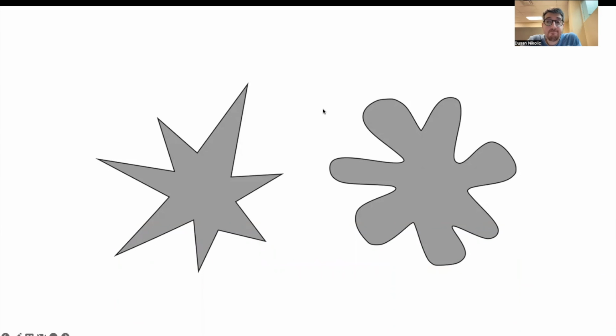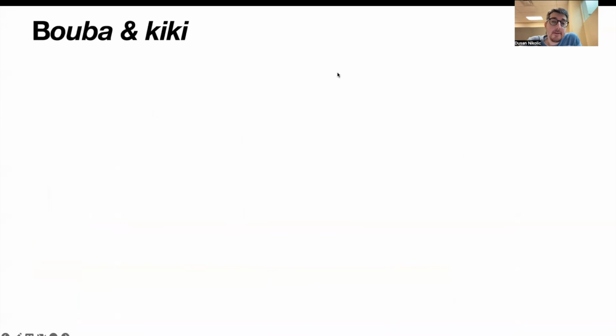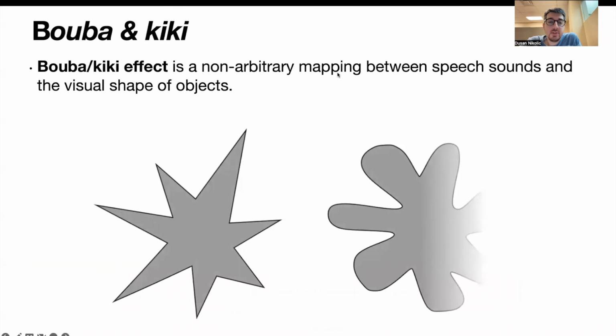To make a point, I'll give you these two. This is number one, this is number two. These two objects have names. They're Kiki and Buba. Which one is which? Most of you would say that this one is Kiki, this one is Buba, and this is what we call the Bouba-Kiki effect. It's a non-arbitrary mapping between speech sounds and the visual shapes of objects.